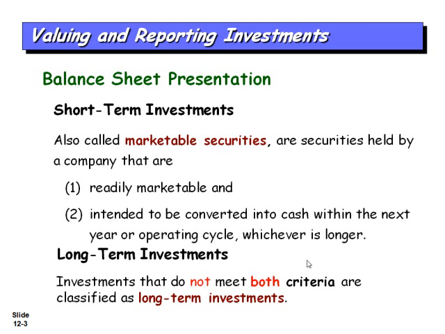And we are talking about the balance sheet. All investments are assets, and they are recorded on the balance sheet as either current assets or long-term assets. The current assets section, where we have short-term investments, we also call marketable securities. That means these are easily sold, and it is the company's intention to convert this security into cash within a year or the operating cycle, whichever is longer. Long-term investments are investments that are intended to be held for greater than a year, and they're not easily marketable.